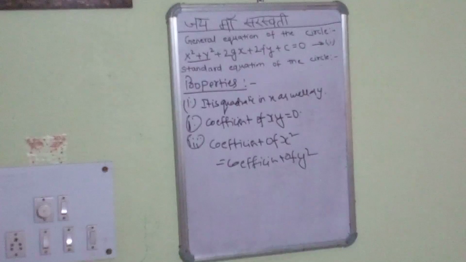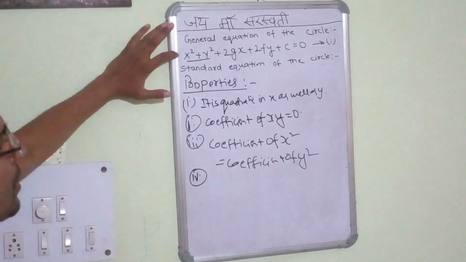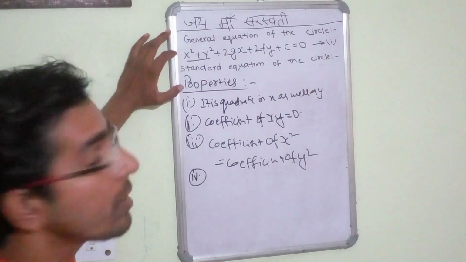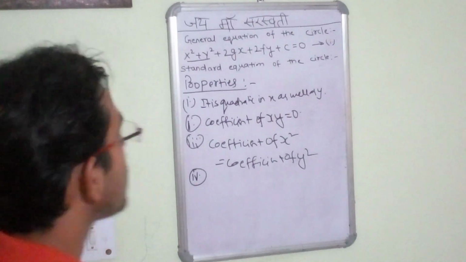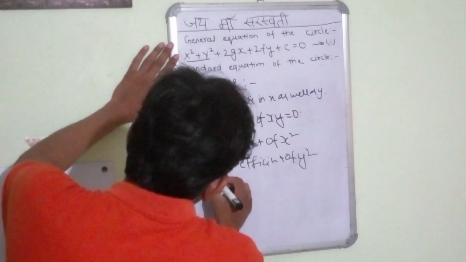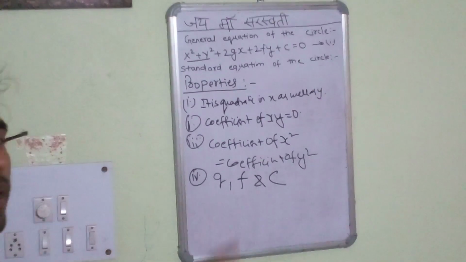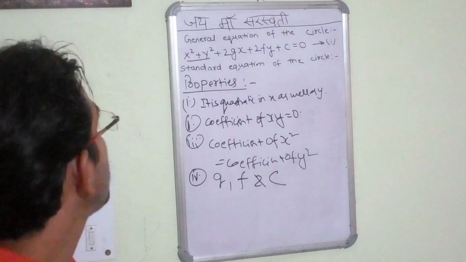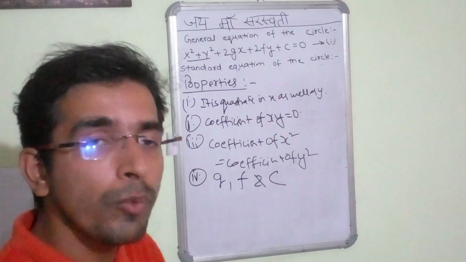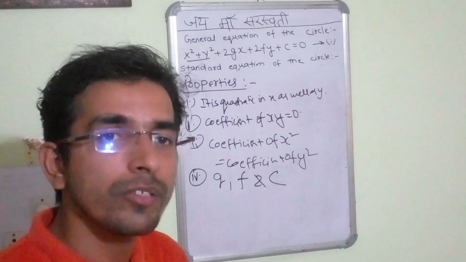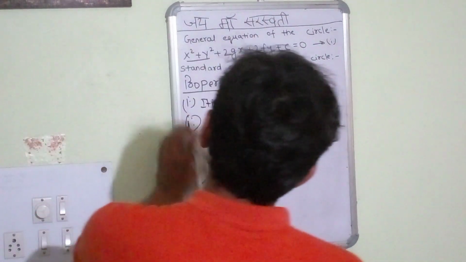Now we will be seeing some important points. The fourth property is that in this equation, x square plus y square plus 2gx plus 2fy plus c, we have three arbitrary constants. Those arbitrary constants are g, f and c. We will see some more examples which will render more transparency in the concept, and it will be helpful for us also.